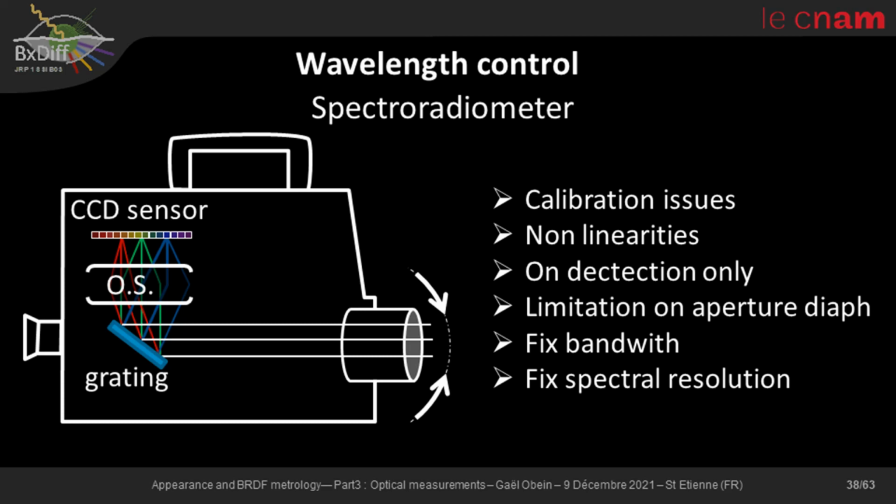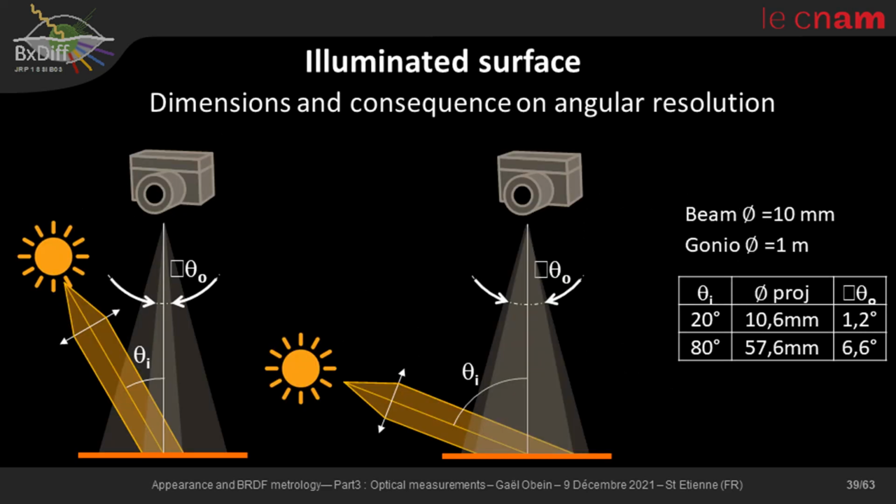Sorry, you can only control the wavelength on the detection. Well, it's not a problem, but it can be. You have a fixed bandwidth that is given by the size of the pixel, so you don't control it. And you also usually have a fixed spectral resolution. With the monochromator, you control everything.